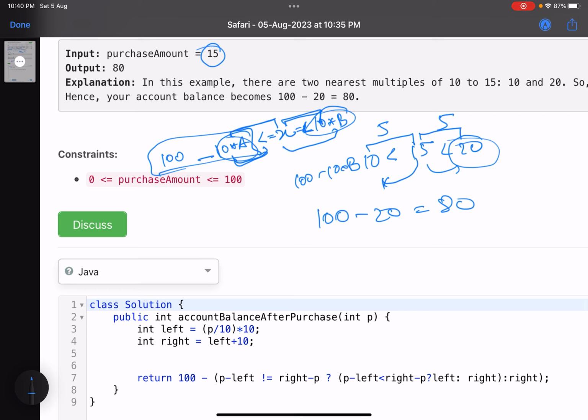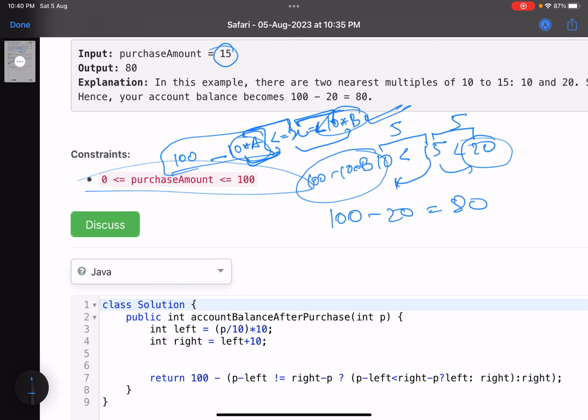But if the absolute difference is equal, you pick the greater one, right? So that's why you return 100 minus 10 times b, right? This is what the problem is asking us to do, and this is the range of purchase amount, right? So now I have written the code of exactly what I have told you in the solution, right? Now comes the question: how to find it? Let's see that as well.